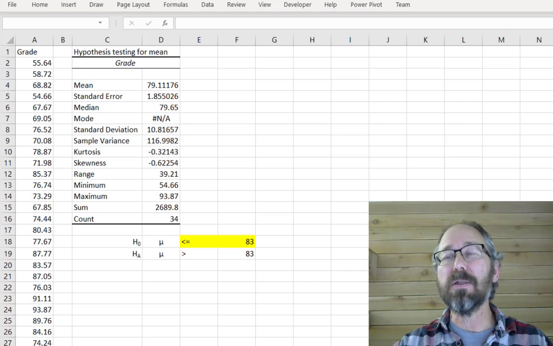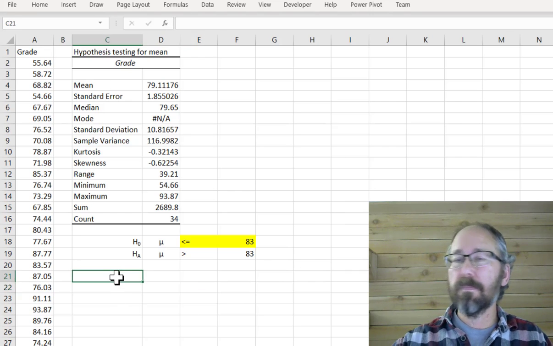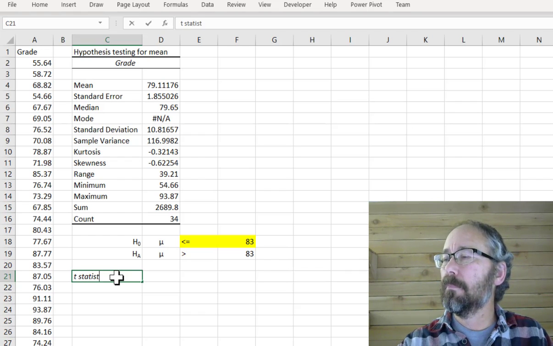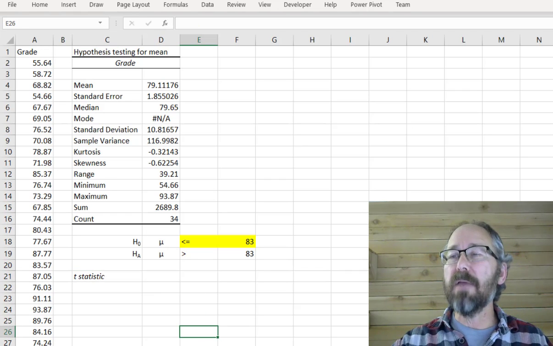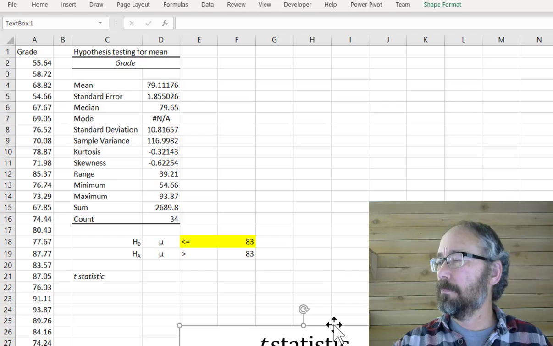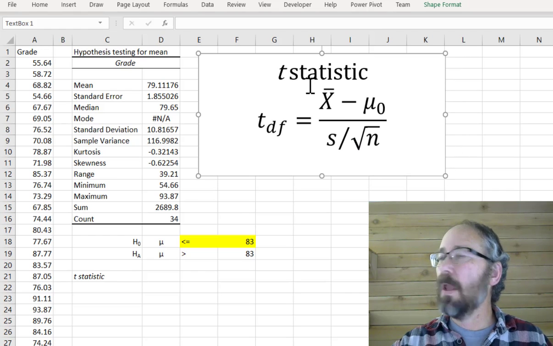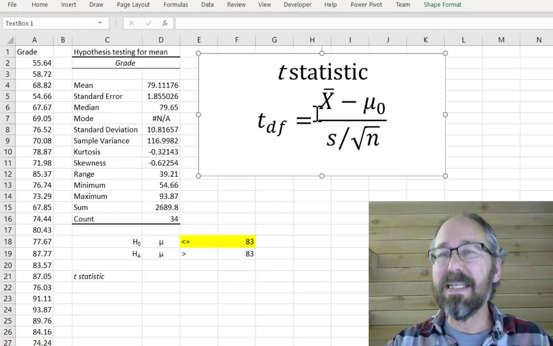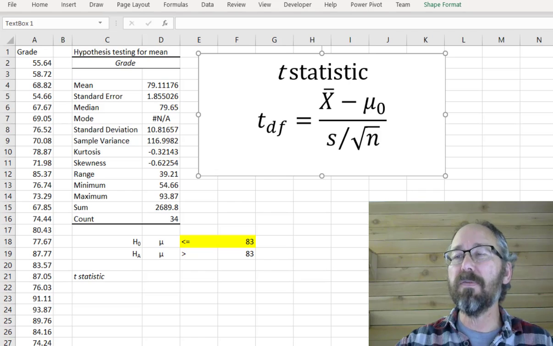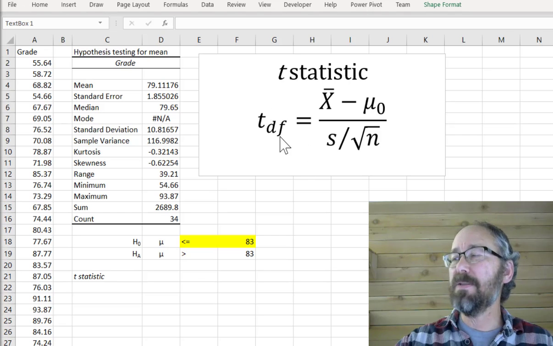Now we need to calculate our T-statistic. And I'll copy in that formula so we can take a look at it. Okay, so what our T-statistic formula tells us is that T for certain degrees of freedom. Now those degrees of freedom are the count minus 1. So in our case it would be 34 minus 1, so 33.